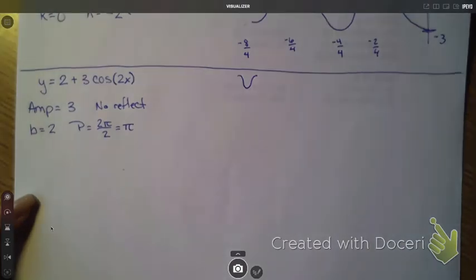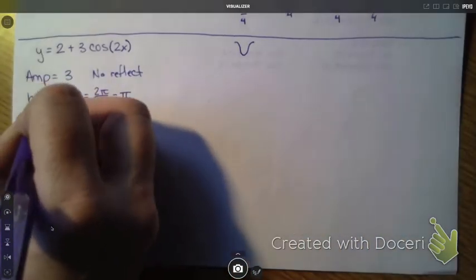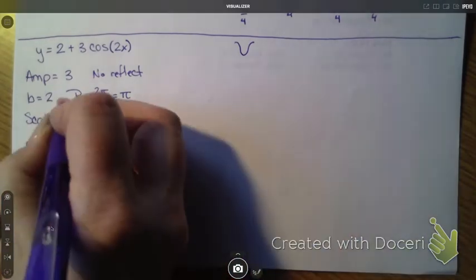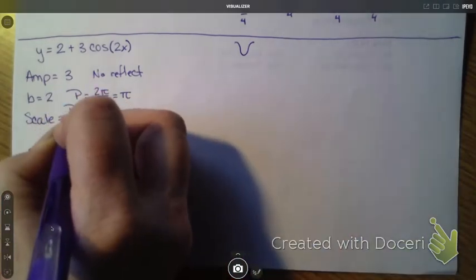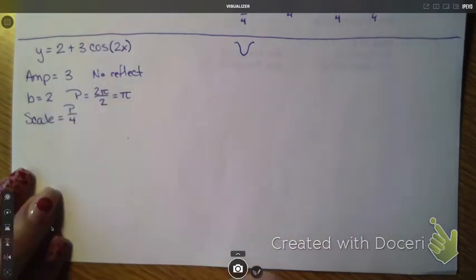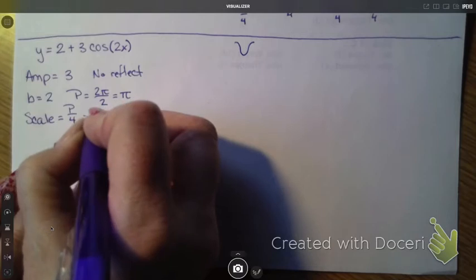What's the next thing? Scale. How do I find scale? P over 4. If you need to write 2 pi divided by b so you remember all that, do it. Okay, so it's going to be pi over what? 4.